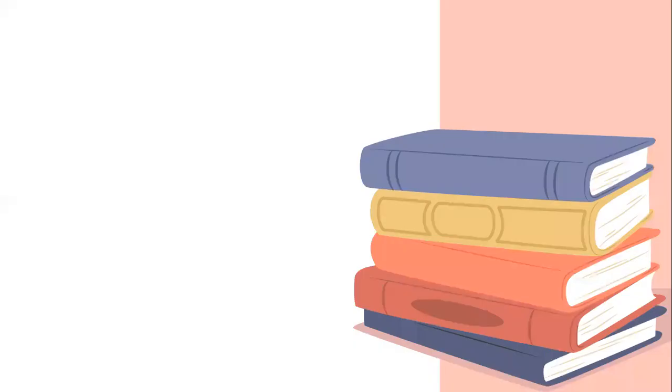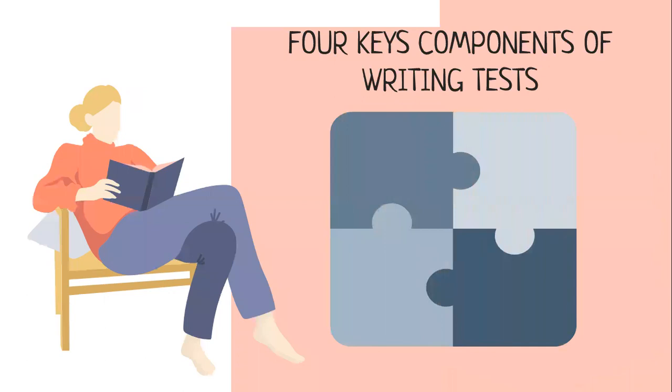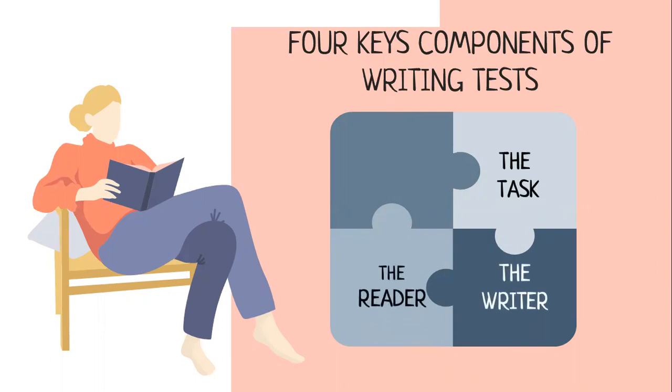So that was some types of writing assessment. So what are the key components of writing tests? We will figure that out in the four key components of writing test. As you can see on the screen, there are four key components of writing test. The first one is the task, the writer, the reader, and the last one is scoring procedure. So let's move on to the first component, the task.